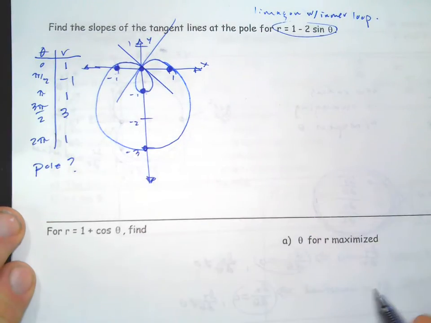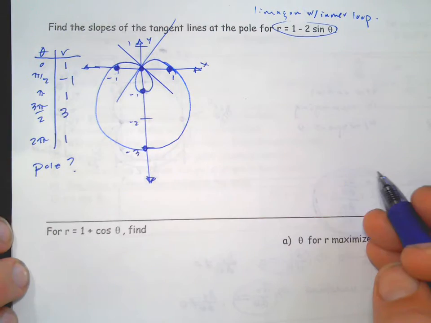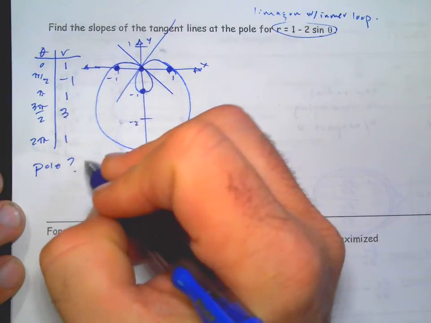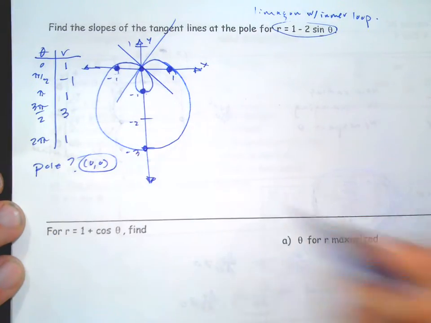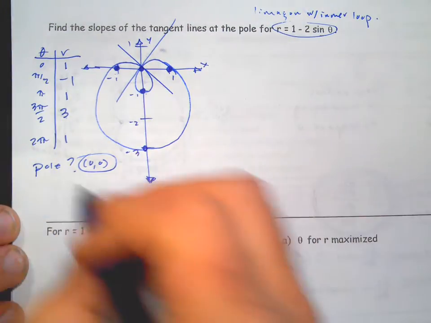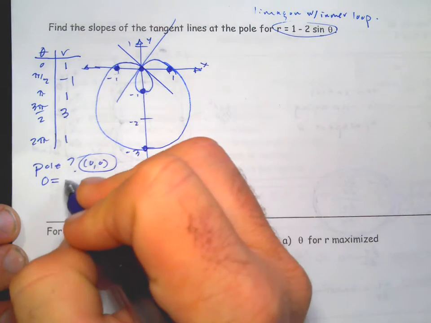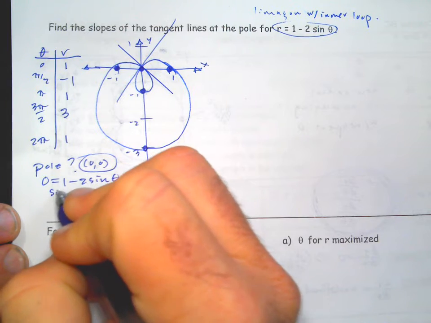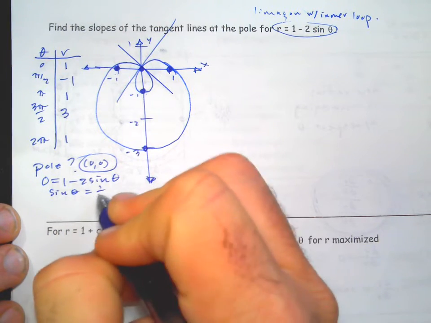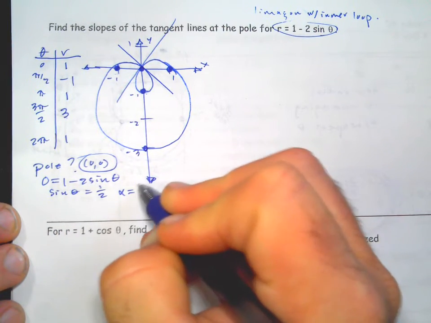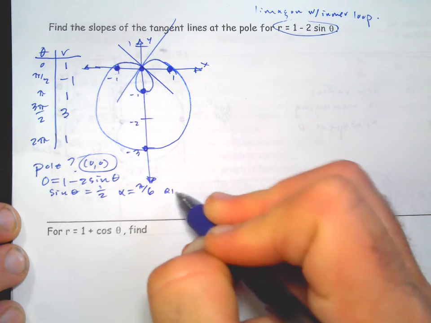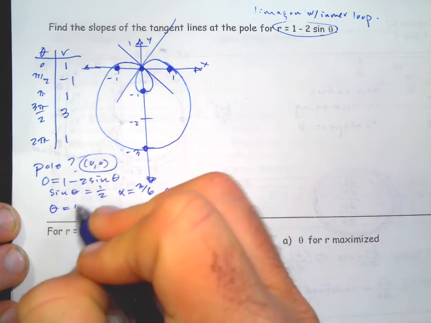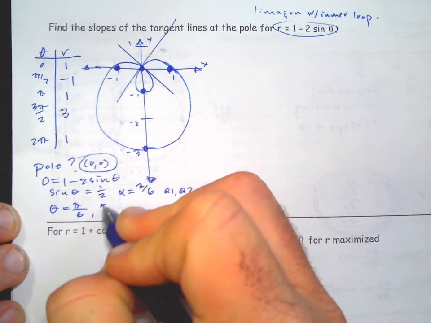We need the angles because we need those to do all the stuff we just did on the last problem. And we already have the x and y coordinates. It's at 0, 0, so that makes it easier. But to find when it goes through the pole, set the radius equal to 0, because that's when that happens, and solve the resulting trig equation. Quadrants 1 and 2. So theta equals pi over 6 and 5 pi over 6.